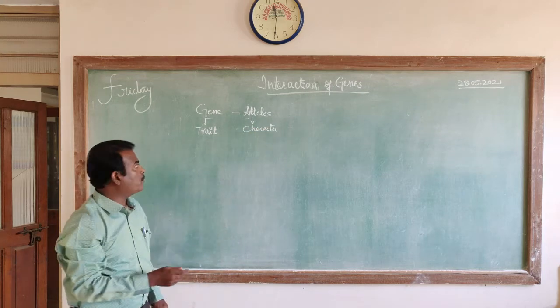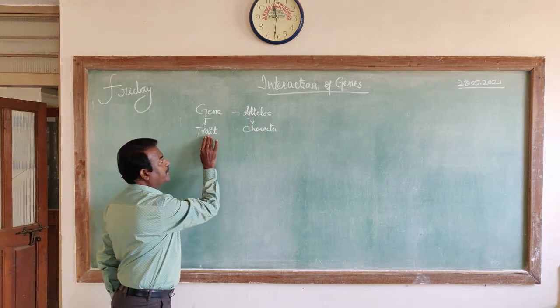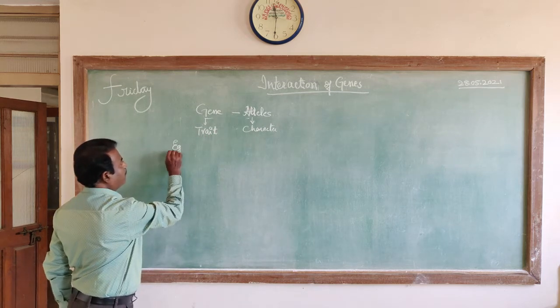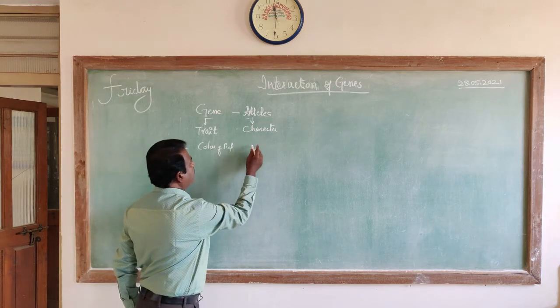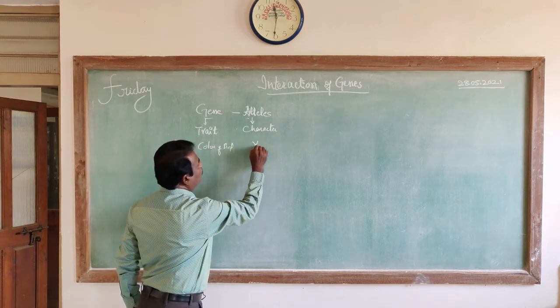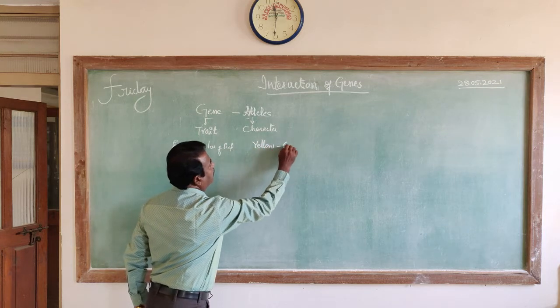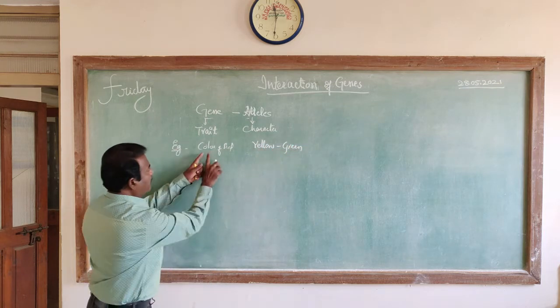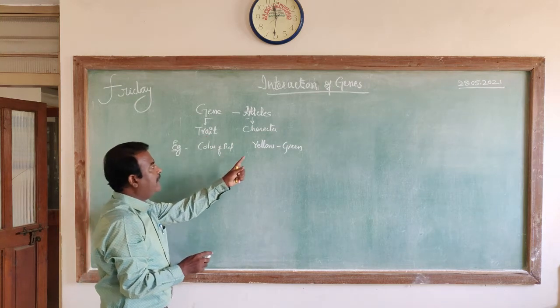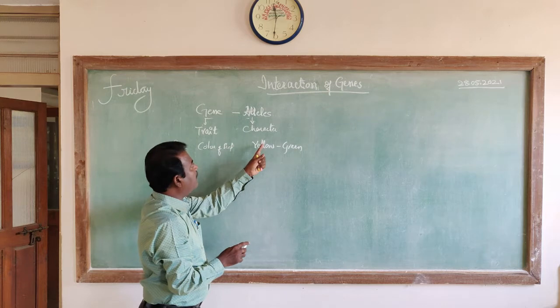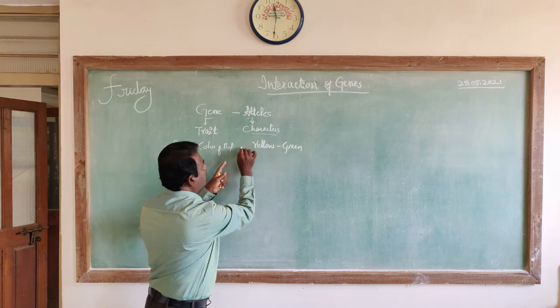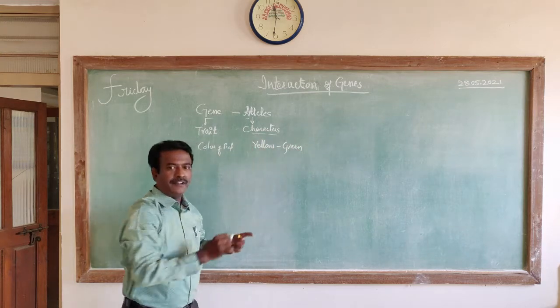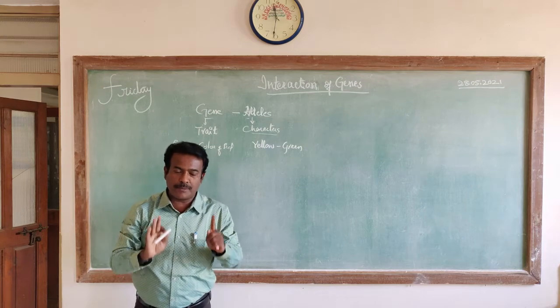So now you must be knowing it well. Then what is the difference between trait and character? For example, the color of a seed is a trait, and its characters could be either yellow or green. Color of the seed, when it is a trait, then its alternative expressions by the alleles are called characters. I hope you followed this. This is very much essential.